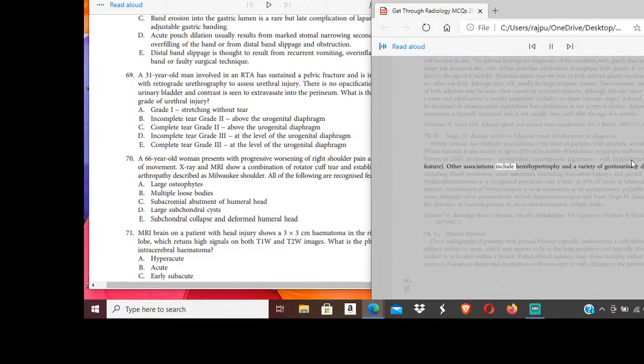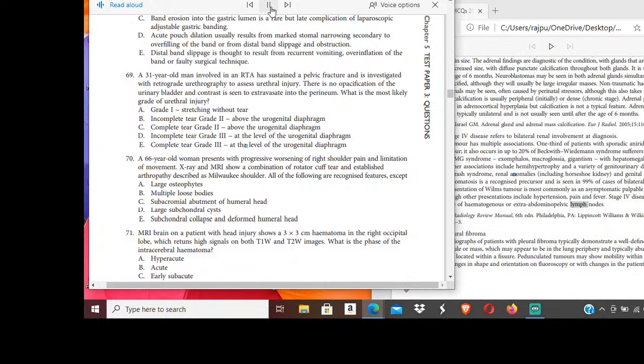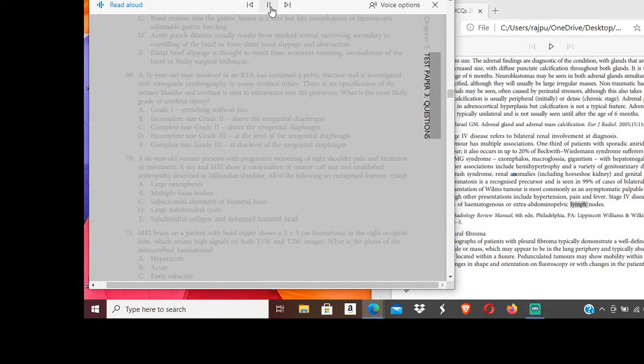Other associations include hemihypertrophy and a variety of genitourinary disorders including Drash syndrome, renal anomalies, including horseshoe kidney, and genital anomalies. Nephroblastomatosis is a recognized precursor and is seen in 99% of cases of bilateral Wilms tumor. Presentation of Wilms tumor is most commonly as an asymptomatic palpable abdominal mass, although other presentations include hypertension, pain and fever. Stage 4 disease refers to the presence of hematogenous or extra-abdominopelvic lymph node metastases. Chapter 5. Test paper 3, questions.